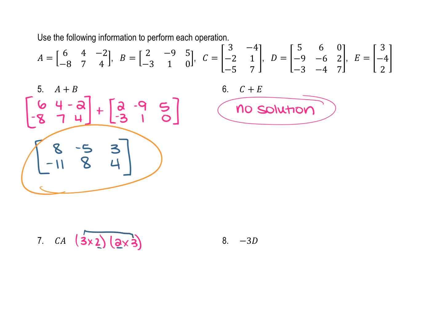So we're going to take C, which is 3, -4. Second column, -2, 1. Third column, -5, 7. And multiply it with A, which is 6, 4, -2 in the first row, -8, 7, 4 in the second. So we're going to go row by column here.